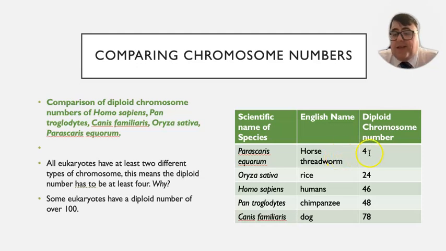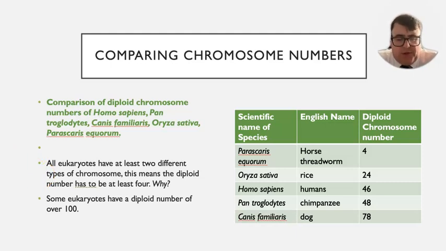A horse threadworm has 4 chromosomes. Rice has a diploid number of 24 chromosomes. Chimpanzees have 48, and dogs have 78. There are some eukaryotes that have a diploid number over 100, but this is just a nice way to compare those species.